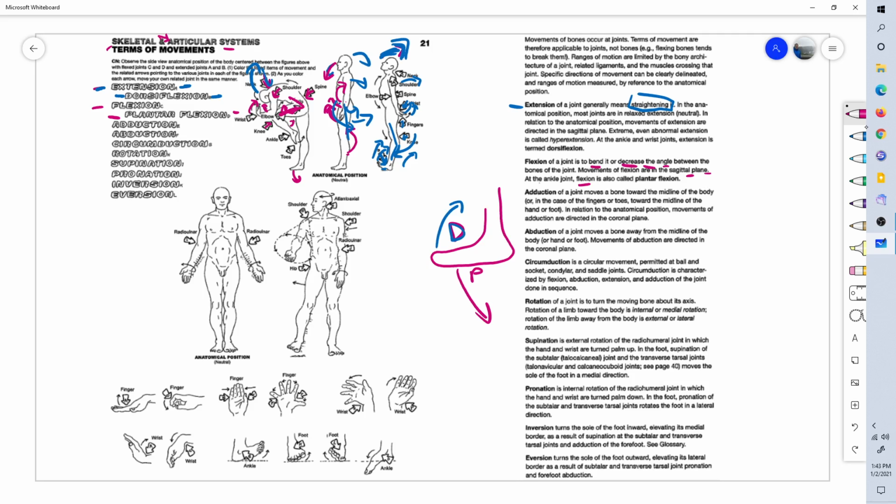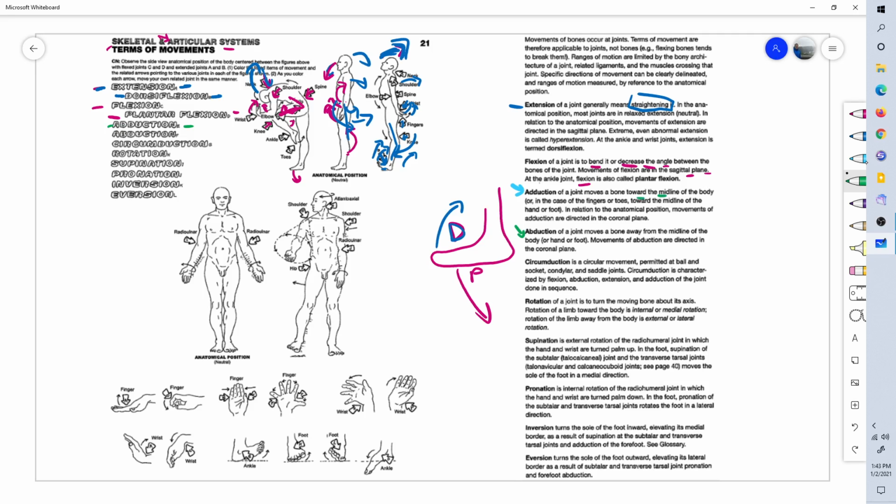Abduction, adduction. It's called adduction because we're going to call this one abduction. Adduction and abduction, because they sound similar. Adduction is when you bring something closer to the midline. Adduction moves toward the midline of the body.